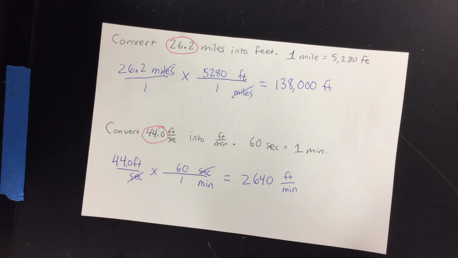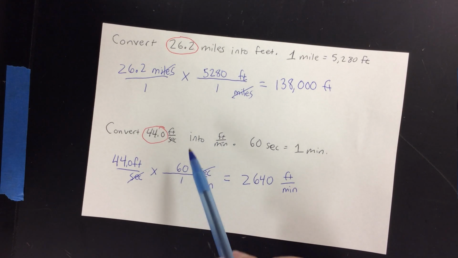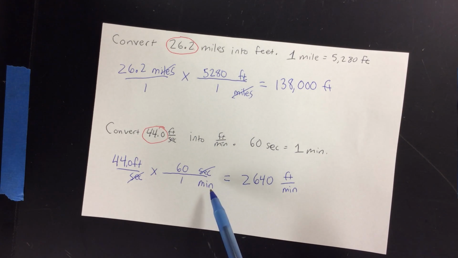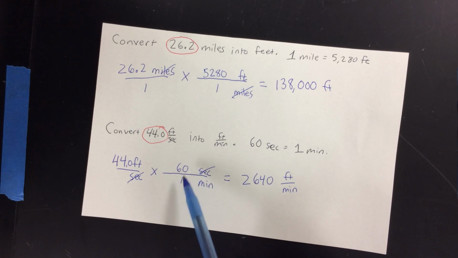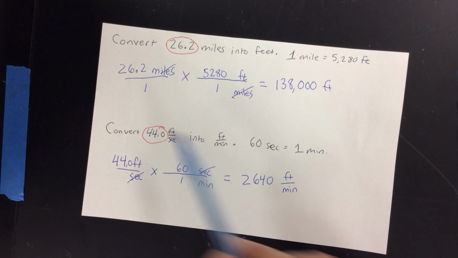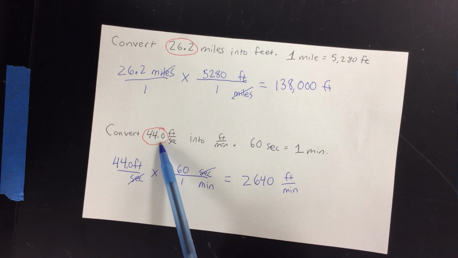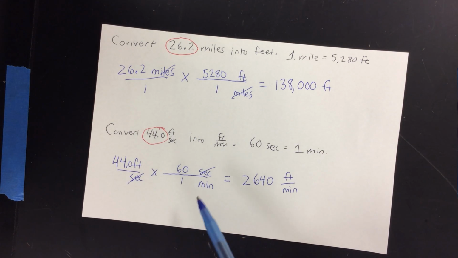So that's how you use the factor label method. Remember to set up a fraction, cancel out the units you don't want, leave the units you do want, make sure the bottom and top of this fraction are equal amounts, and then after you put it into your calculator, remember to round your answer to the correct number of significant figures, specifically the number of significant figures in your original measurement. Now, one last note.